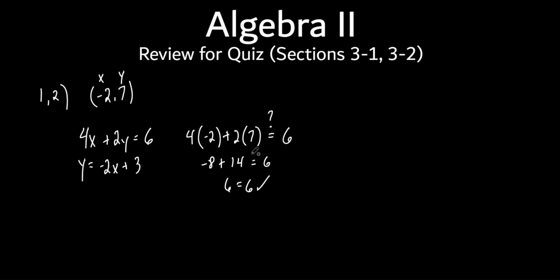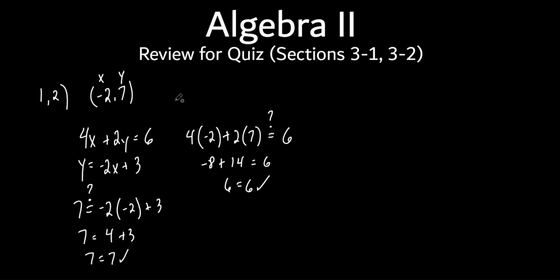All right, so am I done? Can I say that this is a solution to both of these? Not yet, because I didn't do it to the other one. So let's put it in here. What is the y? It's 7. I'm going to put a question mark because I don't know if they're equal. Negative 2 times x, which is also negative 2, plus 3. Let's do the work. 7 equals positive 4 plus 3. Yep, 7 equals 7. That works, so it works for both of them.